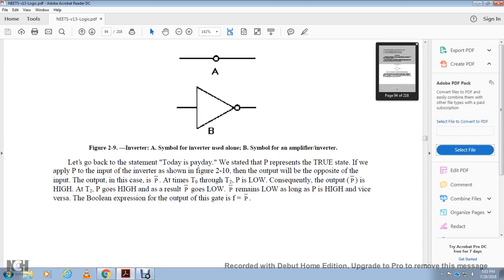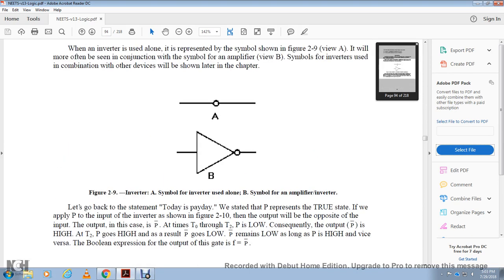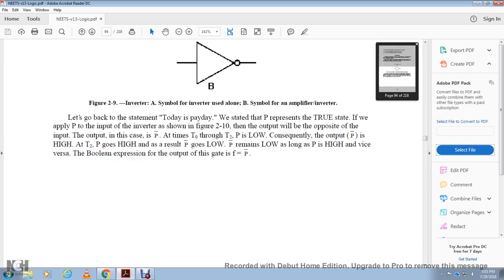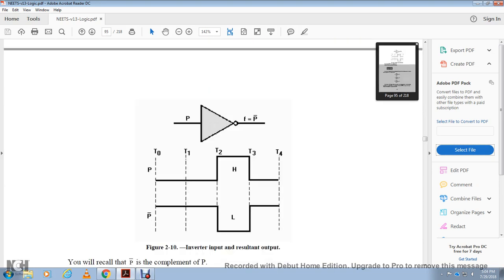Once again, B was a symbol of the amplifier inverter. A was an inverter used alone. So you have an amplifier inverter. The output is the complement, P over P.